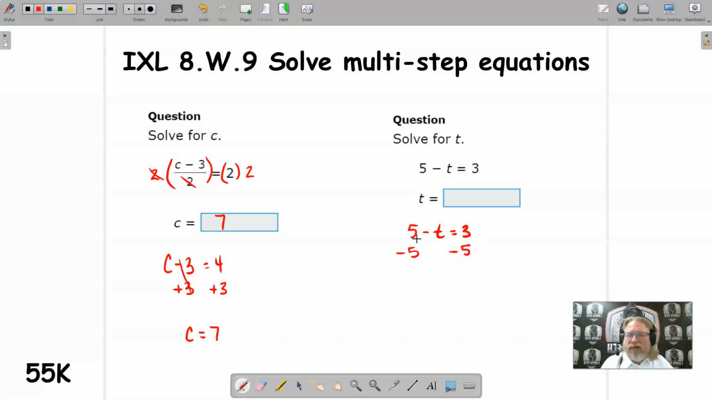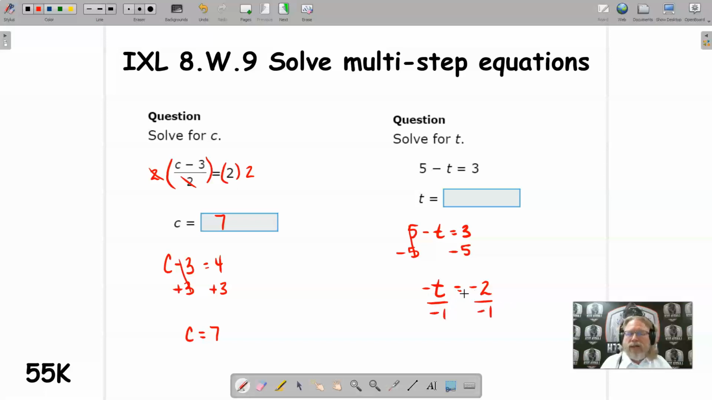So the positive 5 and the negative 5 will cancel each other out, leaving us with negative t equals, and 3 minus 5 would give us negative 2. Well, we can't leave this in terms of a negative t. It has to be in terms of a positive t, right? So the second step is to divide each side by negative 1. Remember, what we do to one side, we do to the other.